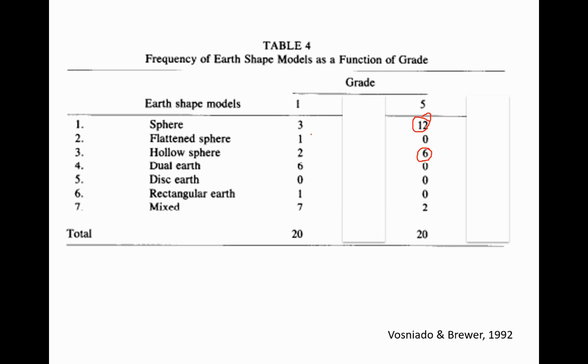However, the first graders were really divided among these different models. These are only samples of 20 kids in each grade, but you can see the difference between first and fifth grade, where we're shifting up towards the more sophisticated sphere, flattened sphere, and hollow Earth from these other types of models.